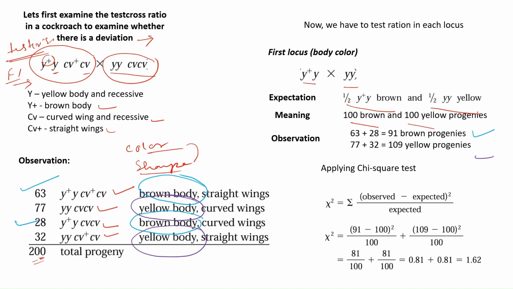So for the brown progenies, observed is 91, expected is 100, whole square divided by 100, plus, because in the formula only summation is there, plus for yellow bodies, observed 109, expected again 100, divided by 100. So once we solve this, we'll get 1.62. Remember this, the number of chi-square test, 1.62.